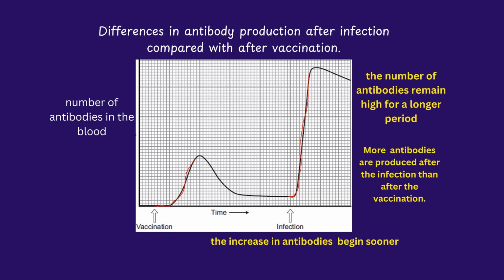The last point is that the number of antibodies remain high for a longer period in the body, right? So right after vaccine, antibodies get to the peak. Quickly, it starts to fall. But look at after the infection. When it gets to the peak for antibody production, you can see that the number of antibodies remain high in the body for a longer period of time.